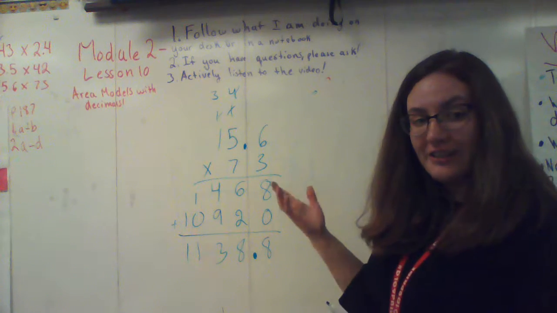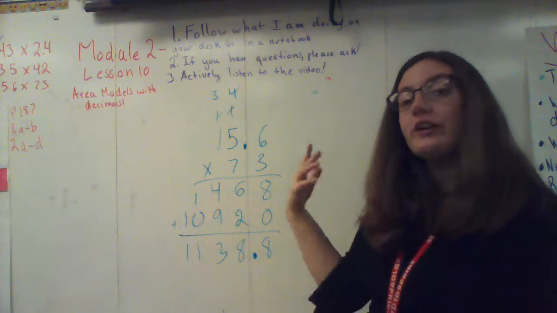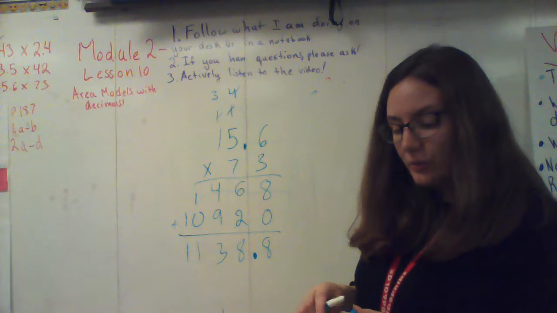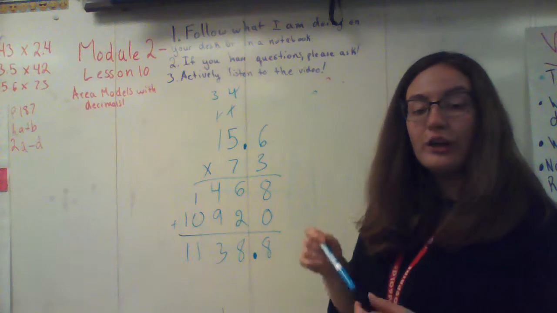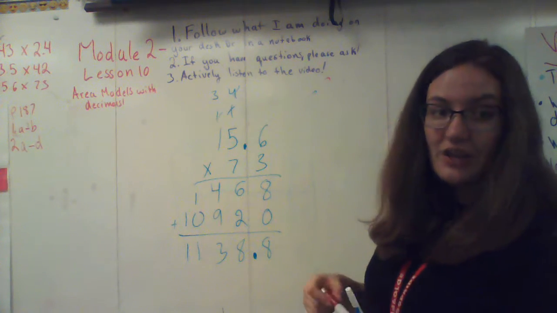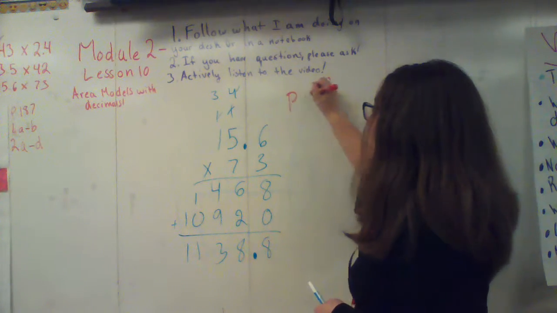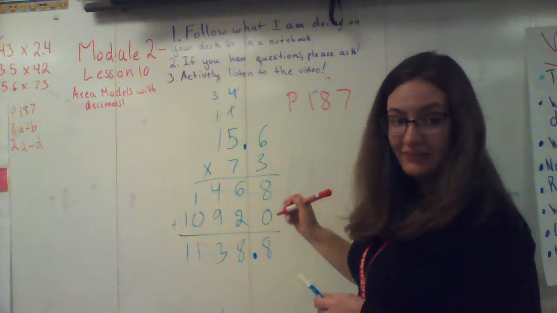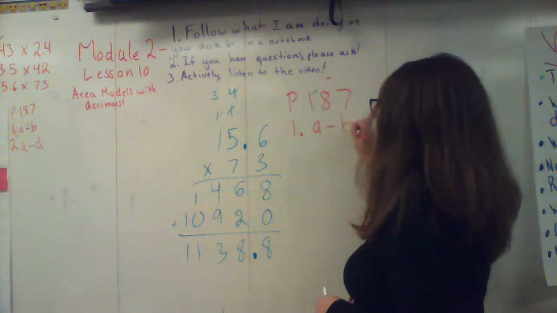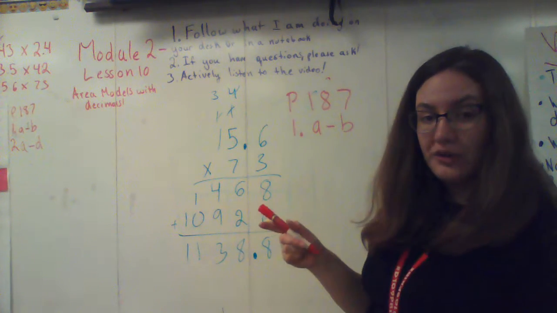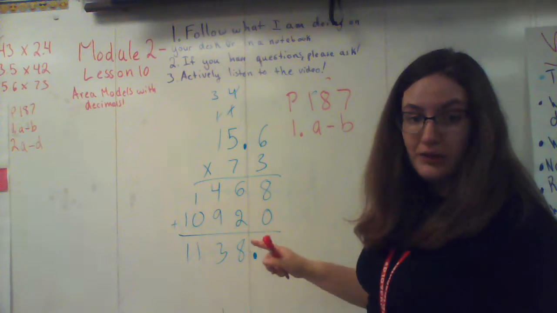Now, if you have any questions about this, please make sure you raise your hands and I'll come around and help you or give you extra example problems for you to work on. If you feel good on all of this, then you are going to work on the problem sets. So the problem set for today is going to be on page 187. And you're going to do number 1, A, and B. You need to estimate before you do your answers, and then you can do your area models and multiply.